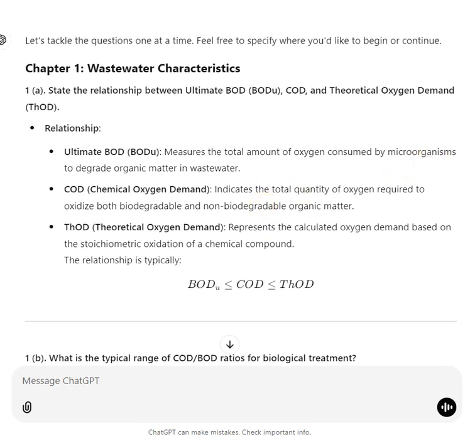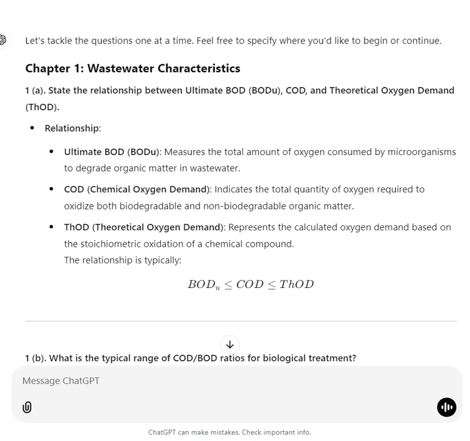Chapter 1, Wastewater Characteristics. 1A. State the relationship between ultimate BOD, BODU, COD, and theoretical oxygen demand, TOD. Relationship. Ultimate BOD, BODU, measures the total amount of oxygen consumed by microorganisms to degrade organic matter in wastewater.